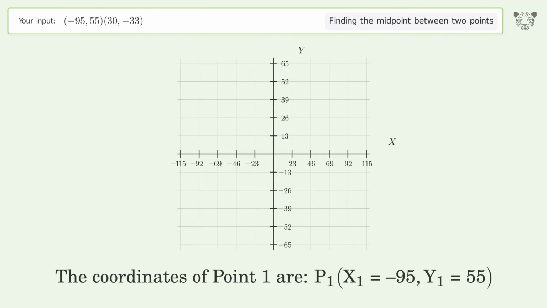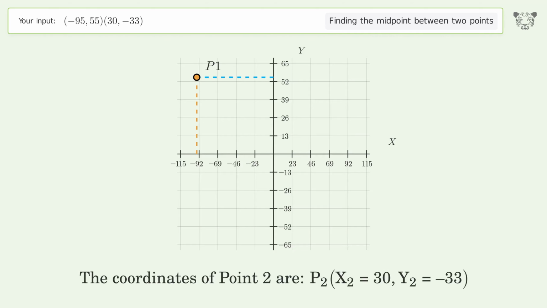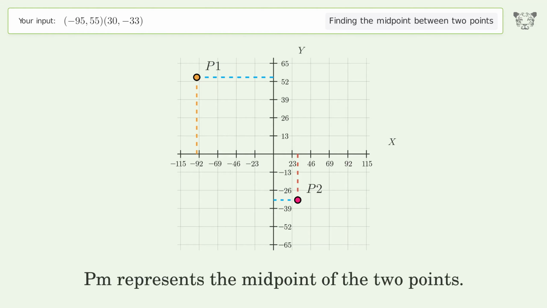The coordinates of point 1 are x1 equals -95, y1 equals 55. The coordinates of point 2 are x2 equals 30, y2 equals -33. PM represents the midpoint of the 2 points.